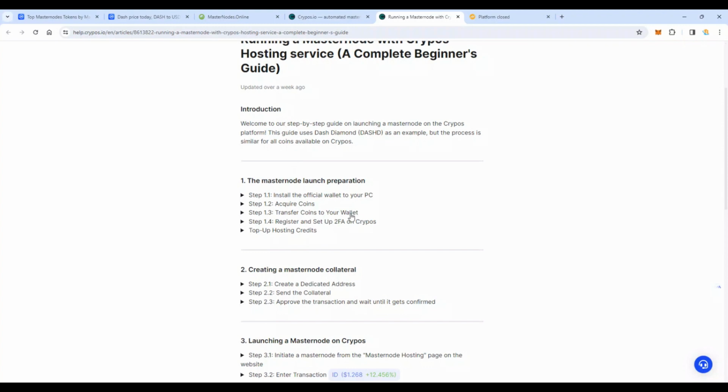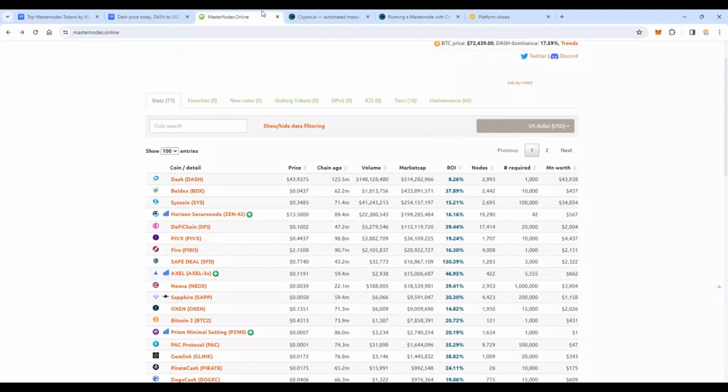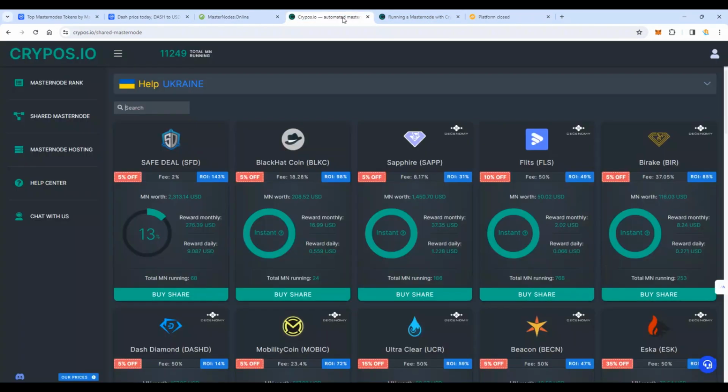Now, you can actually use Crypos as an external server without giving them your money, okay? Without giving them your money. Or you can give them your money and hold the masternode on their platform. But personally, I don't recommend that, but I'm just going to show you how it's done. I told you it's not something that I do, but for the purposes of learning and understanding how it's done, we are going to do that.